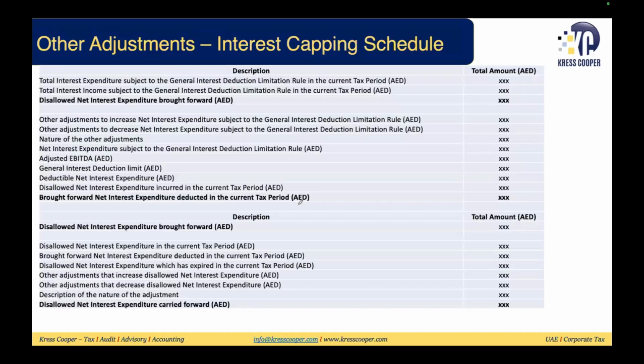The interest capping rule, they're asking a lot of information, adjusted EBITDA. We know the 30% of adjusted EBITDA. Then they're asking current period, previous period, 12 million, less than 12 million, banks, insurance provider, all these questions. You can go through this, but it all pertains to the rule that I have just described to you. Nothing will be out of the rules.